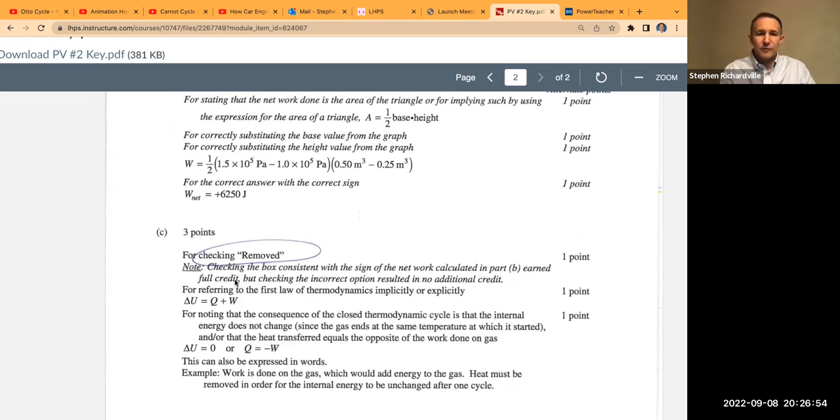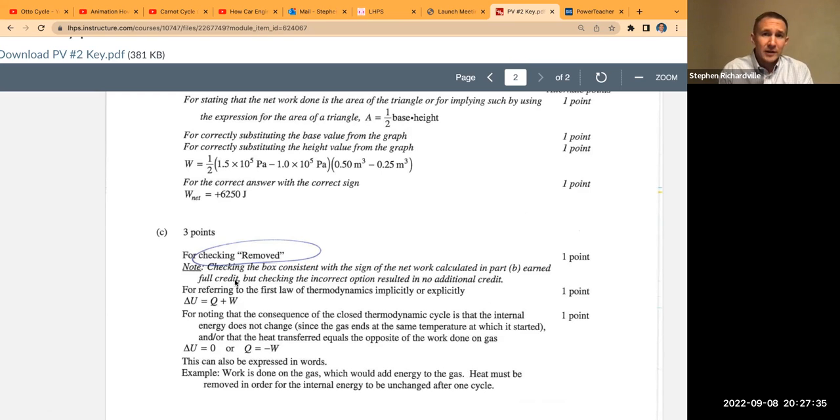Letter C, for checking that heat is removed. What happens is for one full cycle, if I go all the way around from like the bottom left corner, all the way around back to the bottom left corner, if I end up at the same spot, I'm back to the same temperature. Temperature is proportional to the internal energy, delta U, or U. So if I'm back to the same temperature, my overall change in internal energy must have been 0. So then if you want to figure out for the cycle if heat was gained or lost, I need to figure out for the cycle if work was done by or to the system.